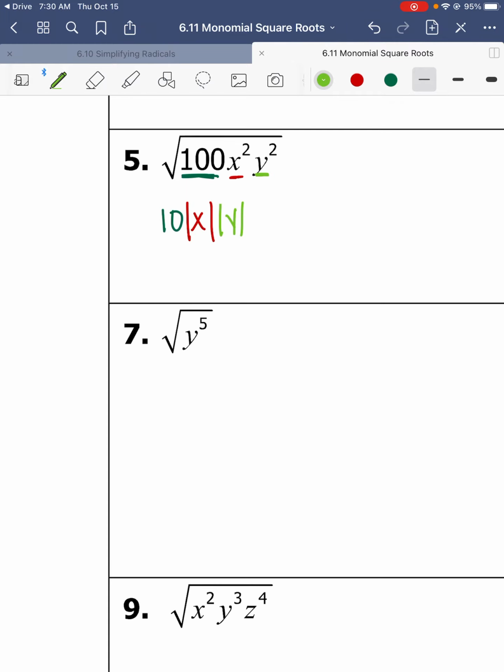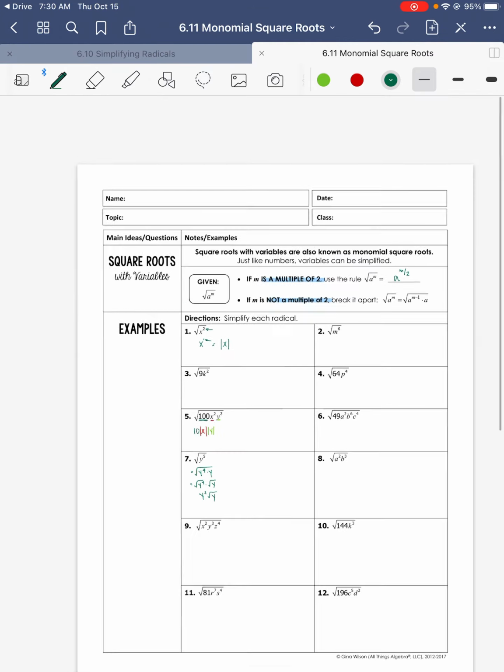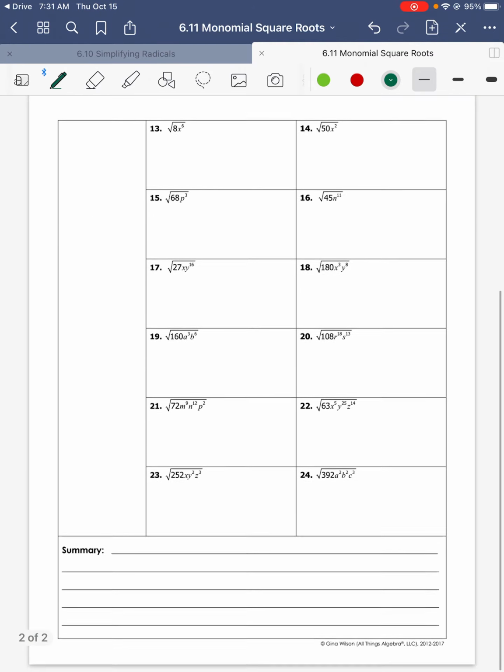Let's look at y to the 5th. So we said we're going to break apart one of these y's in here, so we'll write y to the 4th times y. Now we have an even number. We can break these apart. The square root of y to the 4th times the square root of y. The square root of y to the 4th, we just divide the exponent by 2, which is 2. We're going from an even to an even, so we can write it as y squared times the square root of y. And there's an odd one for you.